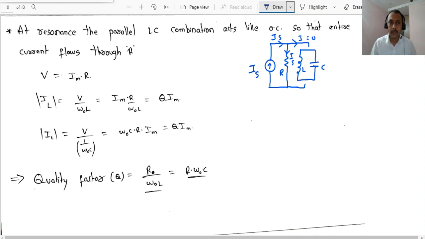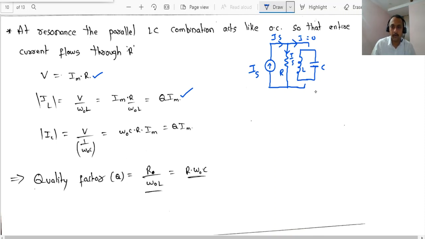Now the entire current flows to the resistor. That is the meaning. Now what will be the voltage? Current Im into R, the current flowing through the resistor times the resistor value. Right? Now the IL value is simply the voltage across the parallel combination divided by omega naught L. It will be quality factor times Im, and IC will be V by Z.